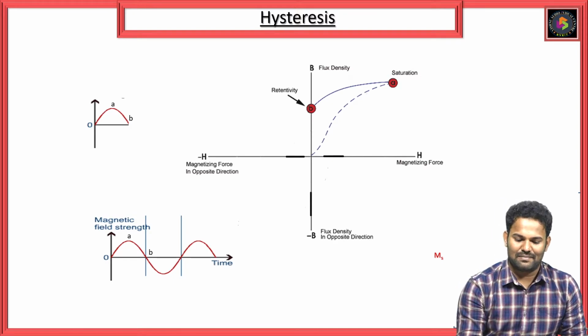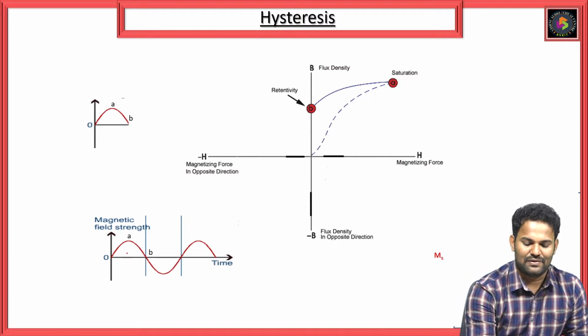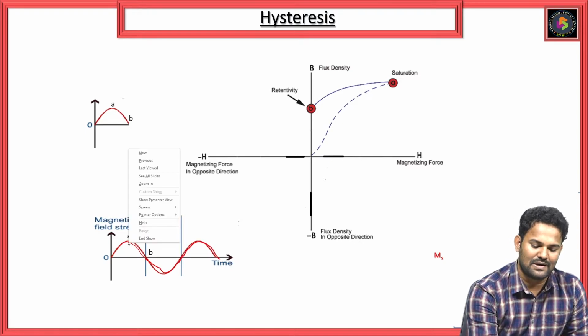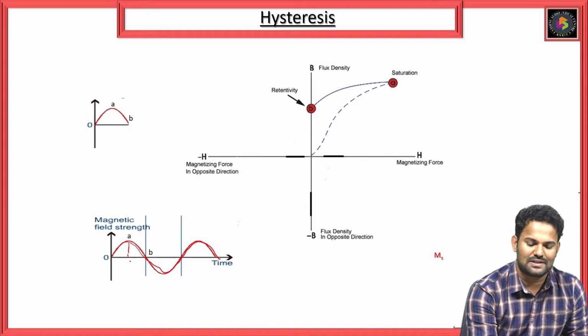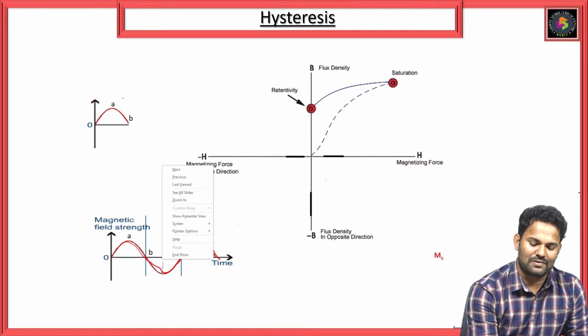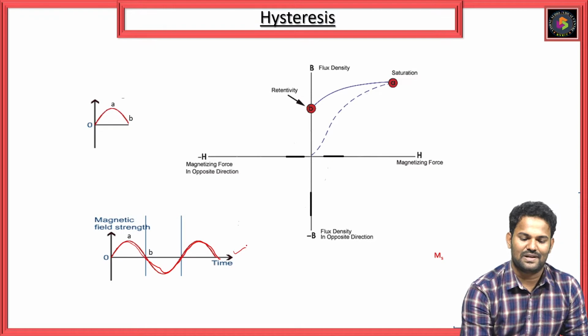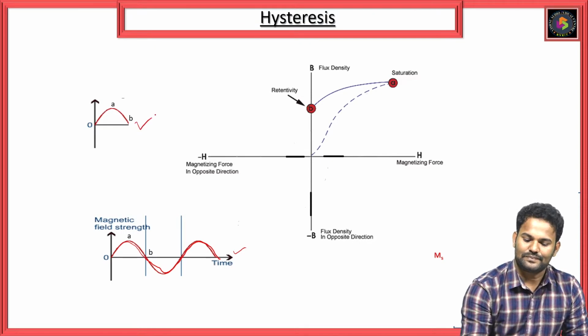If you see the diagram, the magnetic field strength we are providing is in the form of a sinusoidal wave, with maxima and minima. At point A we receive the maximum value, at point B the minimum, and at point C the negative of the maximum. So this is the magnetic field strength with respect to time that we are giving. This is the diagram.